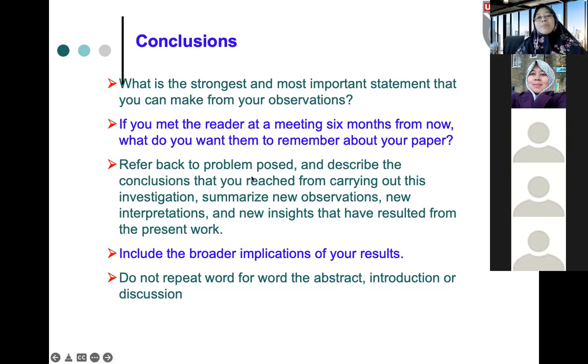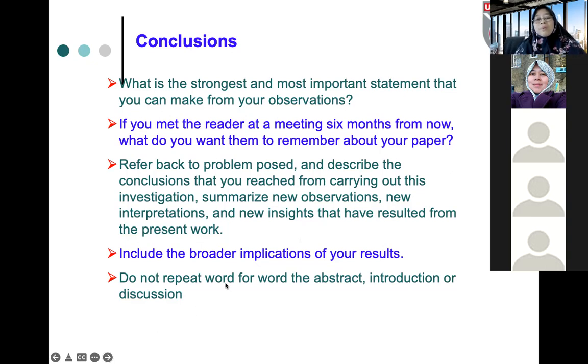Refer back to the problem posed. It means that when you write the conclusion, you have to refer back to the problem posed and describe the conclusion that you reached from carrying out this investigation. Summarize new observations, new interpretations, and new insights. You don't actually put results in the conclusion, but you tell them what you have achieved from your dissertation, from your research, what new knowledge you think you have obtained. That should be in your conclusion.